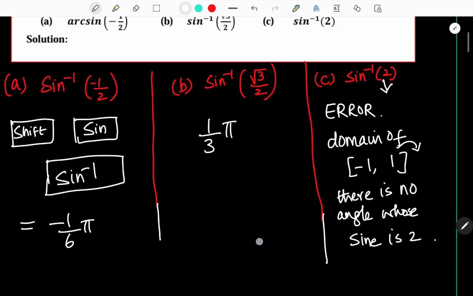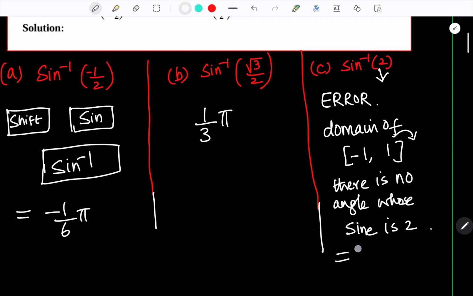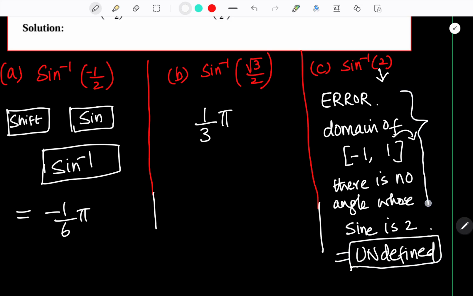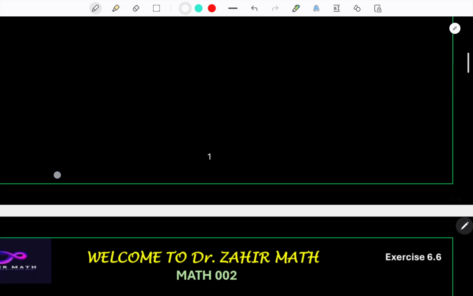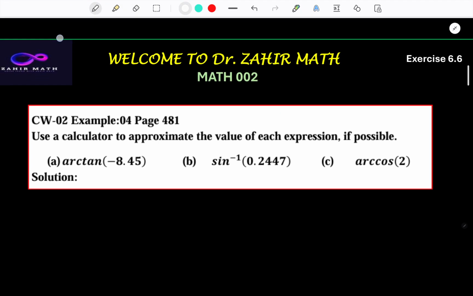So what should I write in the exam, teacher? If you get a math error in the calculator, just write "undefined" in the exam. Do I need to write all these explanations? No, this is for your understanding. For the sine inverse function, the domain is between -1 and +1. Okay, let's go to the next question.